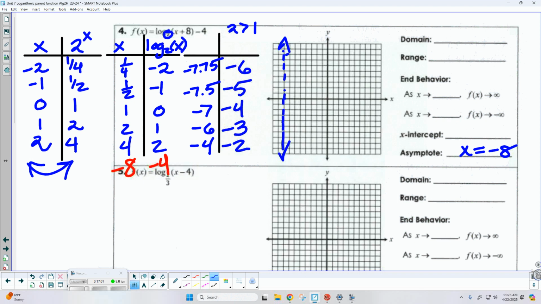All right, let's go ahead and plot these points. So we have a -4, -2. 1, 2, 3, -4, -2. Then we have a -6, -3, -7, -4. -7.5, -5, and we'll finish up -7.75, -6. So much closer to that asymptote. Okay, so it's going to curve. That is a horrible curve. I can do better. It's going to curve up through there, just like that.